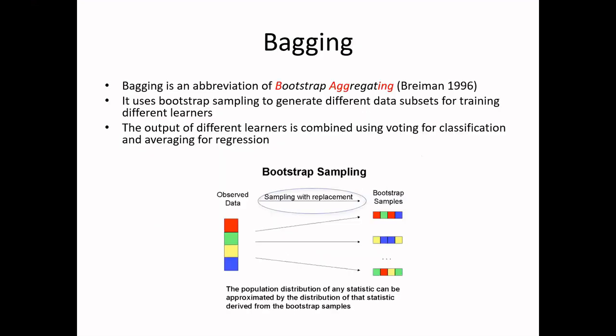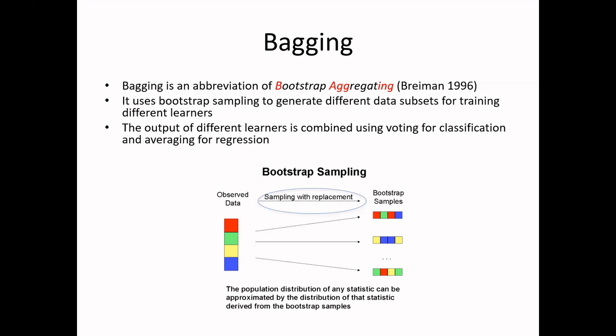So let's look at what we mean by bagging. Bagging is an abbreviation of bootstrap aggregating. And the term was suggested and the method was proposed by Breiman in 1996. Breiman is a pretty well-known person in the area of, we don't call it machine learning, he's with the Department of Statistics. But basically what they do is what we call nowadays machine learning.